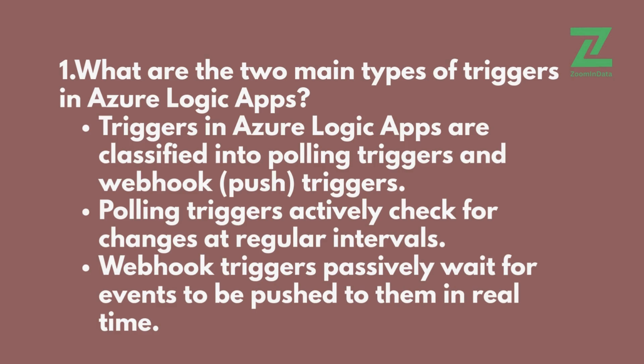What are the two main types of triggers in Azure Logic Apps? Triggers in Azure Logic Apps are classified into polling triggers and webhook, push, triggers. Polling triggers actively check for changes at regular intervals. Webhook triggers passively wait for events to be pushed to them in real time.